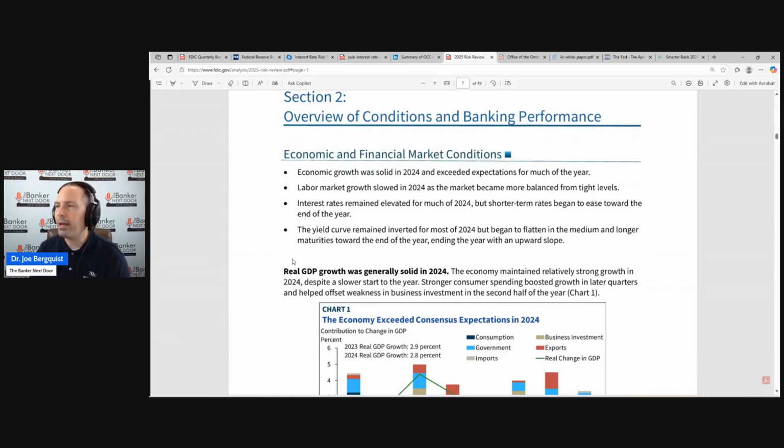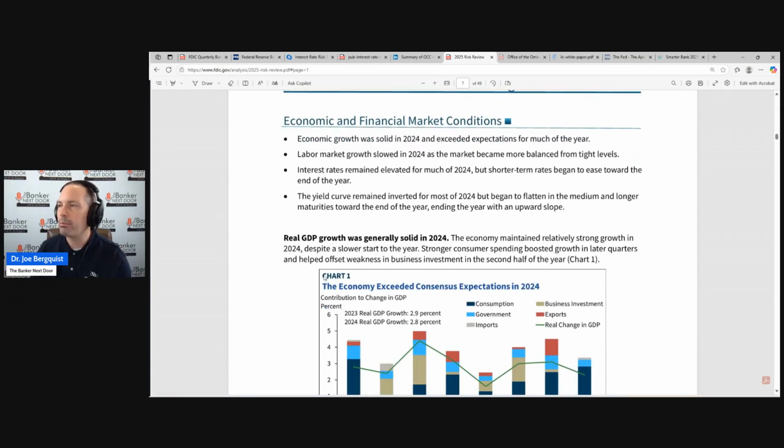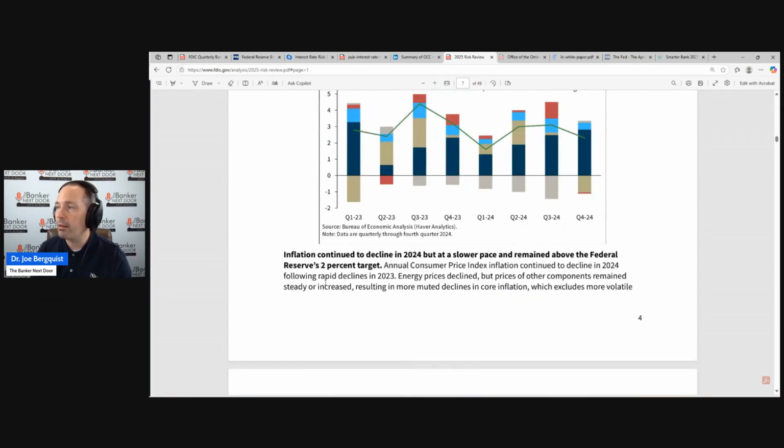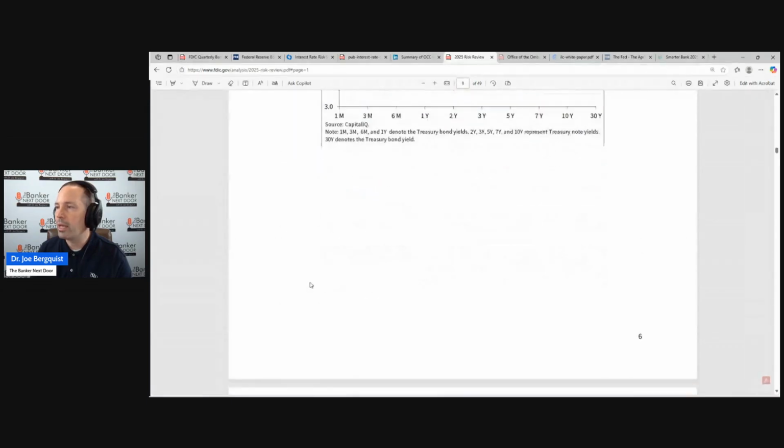And like I said, it gets down into a much deeper dive of each one of these categories. So we get into section 2, overview of conditions and banking performance. A lot of, I think, really good charts in here that people could really dive into and take a look at.